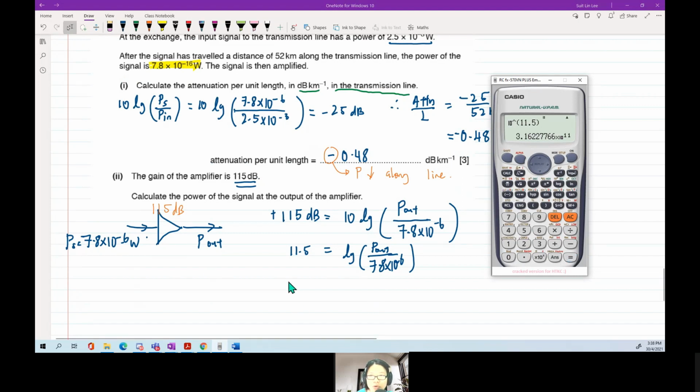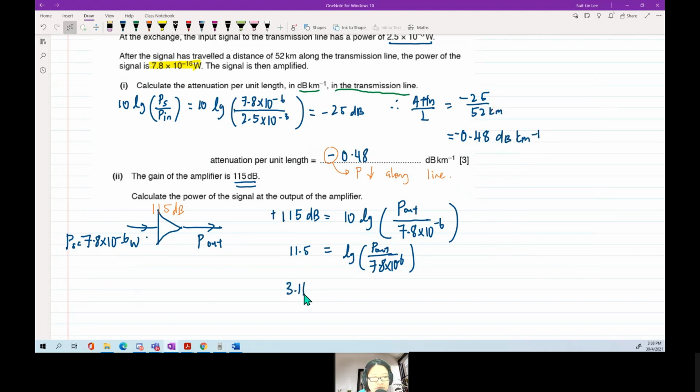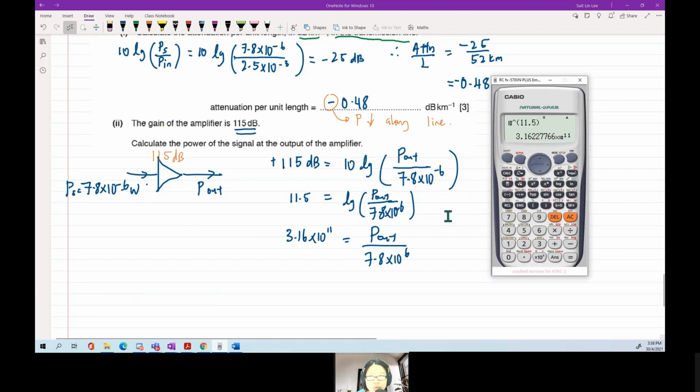Okay, so most of the time I don't write this, but for the benefit of discussion, I will now. 3.16 times 10 to the power of 11 will be equal to P out over 7.8 times 10 to the power of 6. Then we multiply by 7.8 times 10 to the power of 6. So your output, 10 to the power negative 6, my bad. If this happens to you, you can always go back, press equal again, and change this to negative 6. Ta-da!